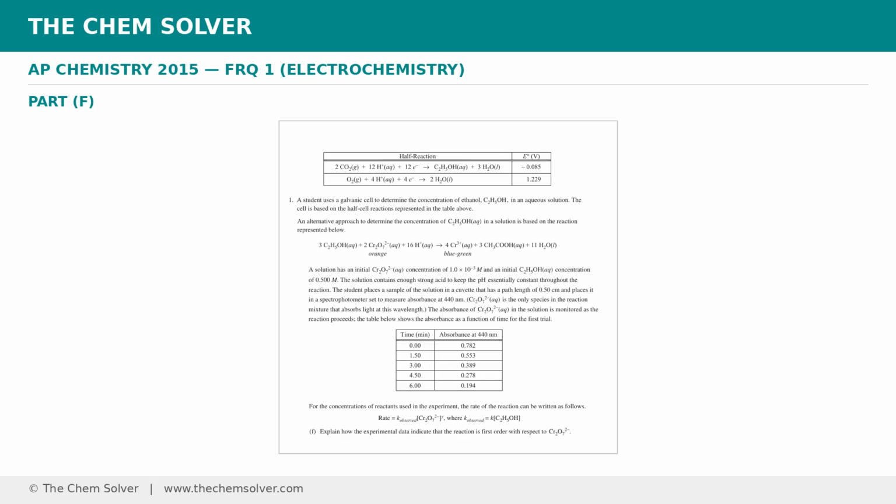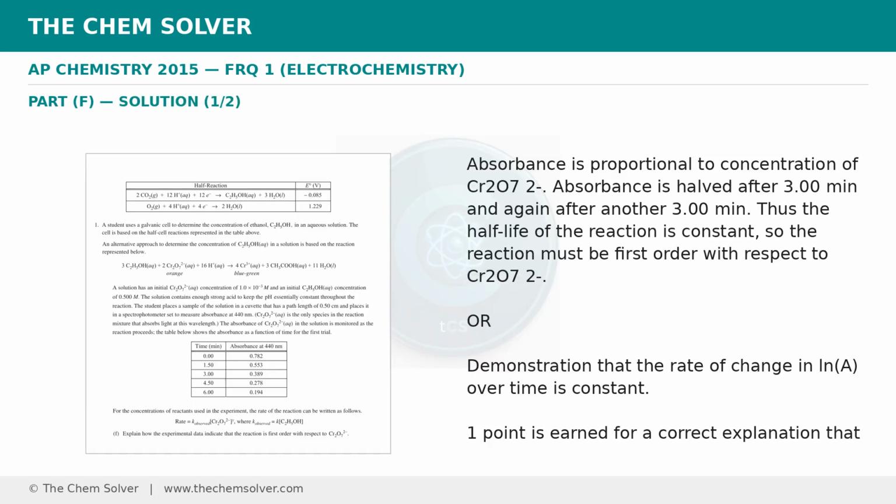Explain how the experimental data indicate that the reaction is first order with respect to Cr₂O₇. Absorbance is proportional to concentration of Cr₂O₇. Absorbance is halved after 3.00 minutes and again after another 3.00 minutes. Thus, the half-life of the reaction is constant. So the reaction must be first order with respect to Cr₂O₇. Or, demonstration that the rate of change in ln A over time is constant. 1 point is earned for a correct explanation that uses the data.